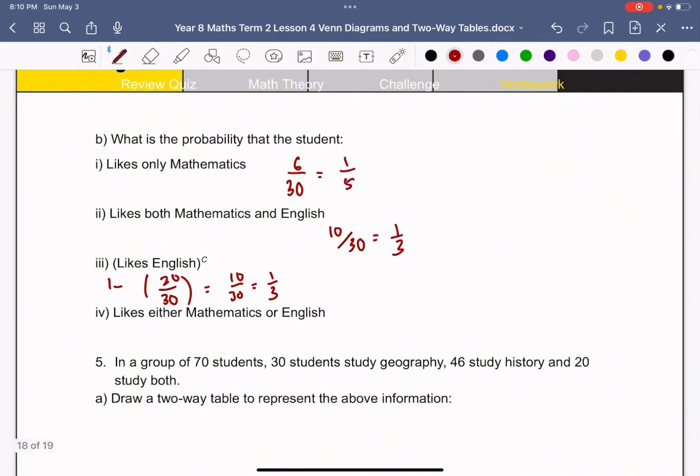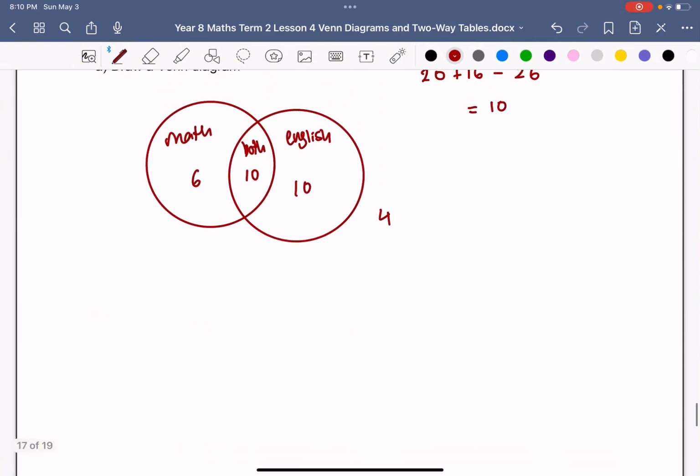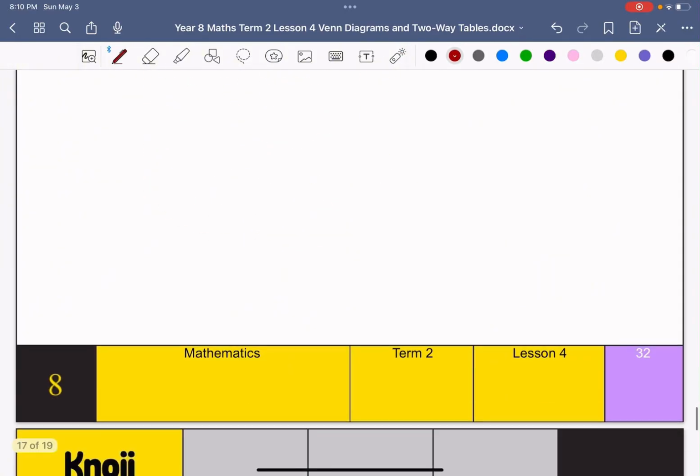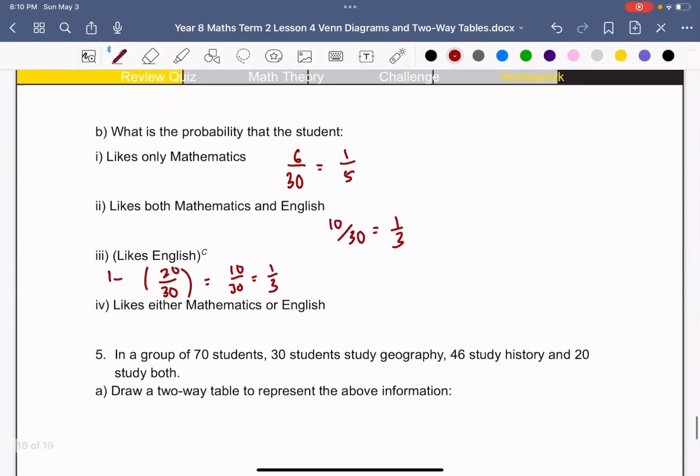Likes either math or English. Maths or English means anything in this section over here, which was 26 out of 30. So 26 out of 30 simplifies down to 13 out of 15.